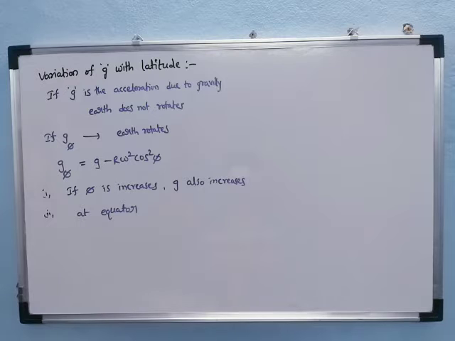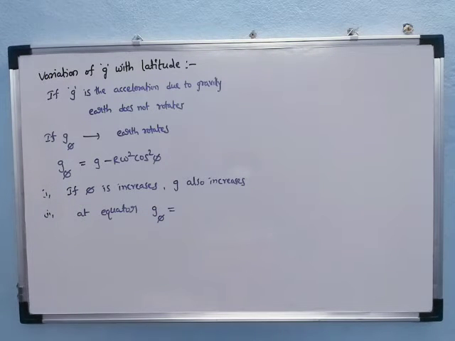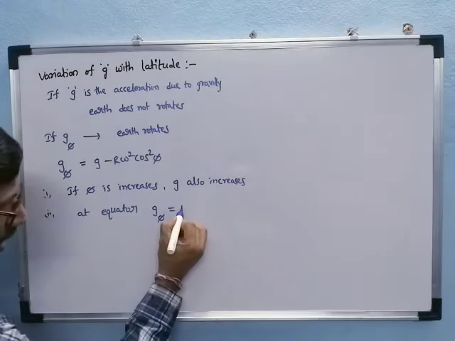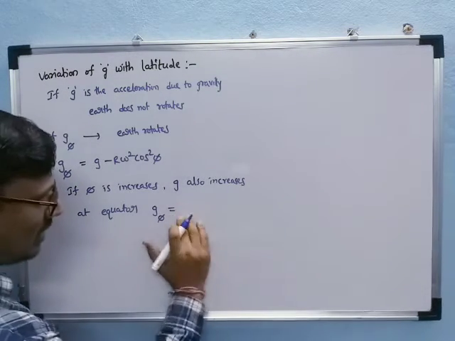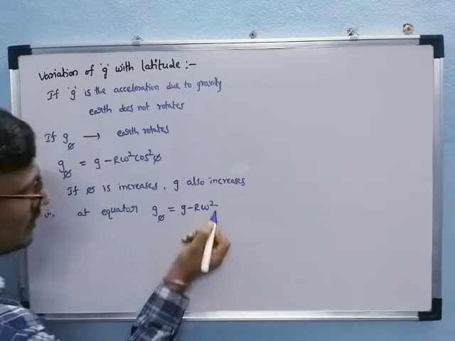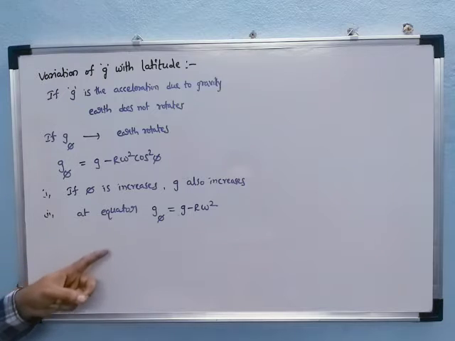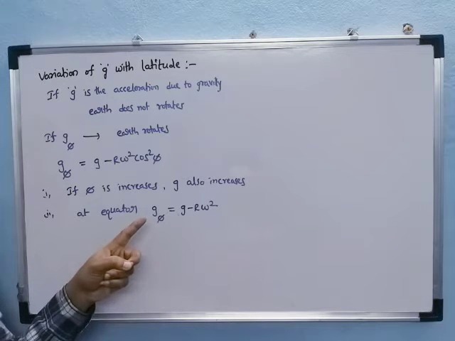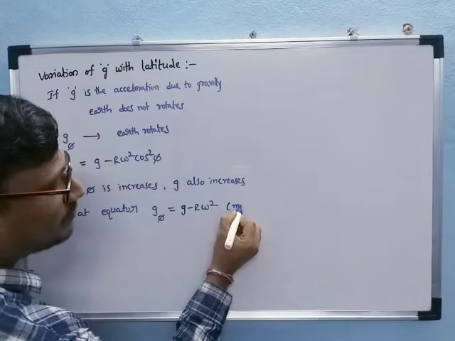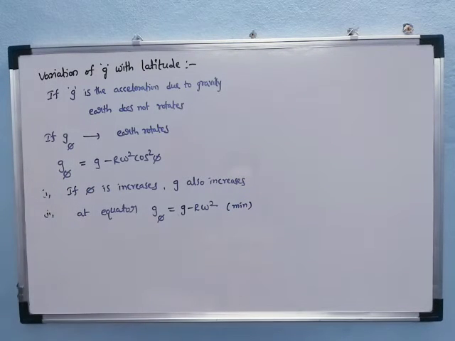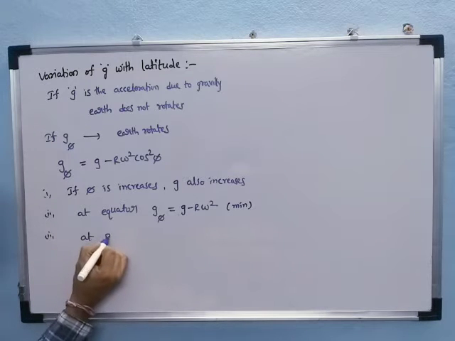Now the second category, at the equator: g phi is equal to g minus R omega square. At the equator, the acceleration due to gravity at the latitude is minimum because the radius is increased.